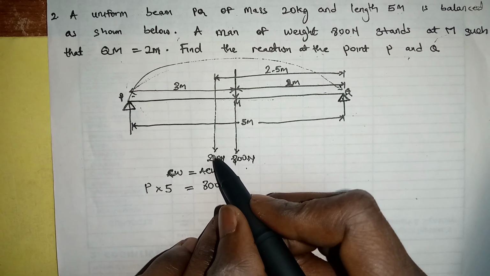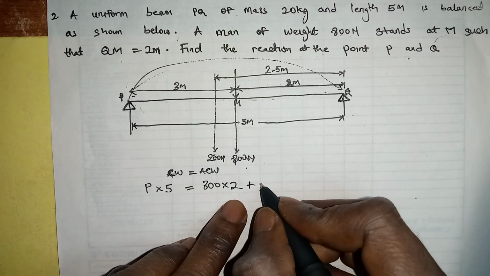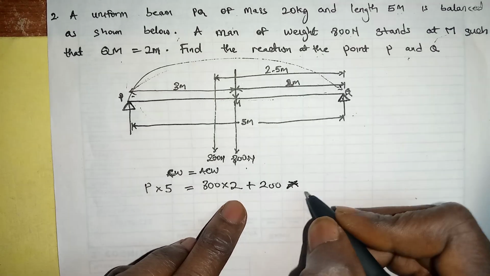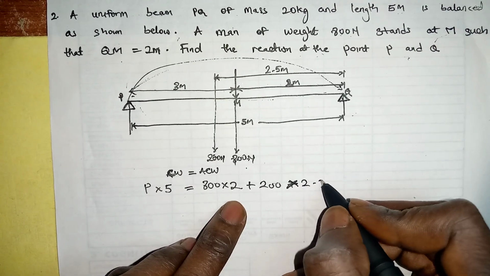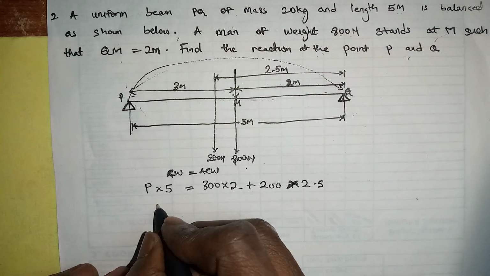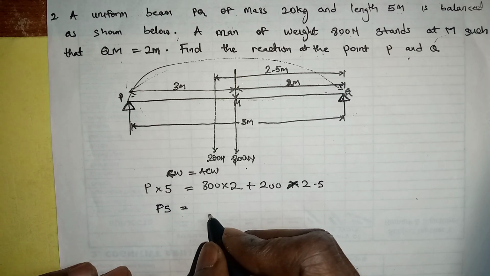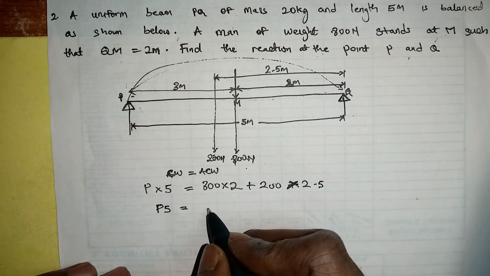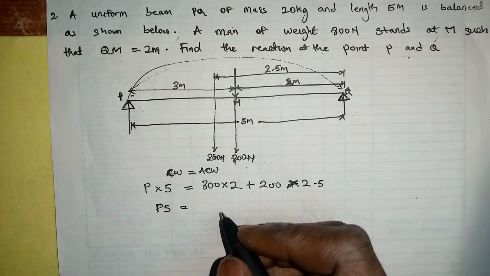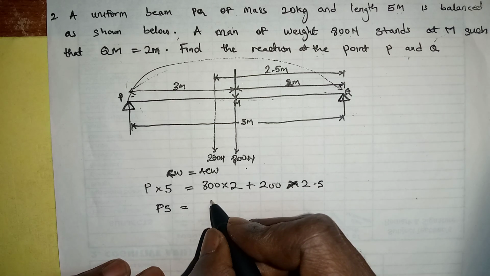We still have another force down here that is acting downward. That is the weight of the ruler. I will add it together with 200 multiplied by 2.5. So I will now have P times 5 equal to 800 multiplied by 2, which will give me 1,600.